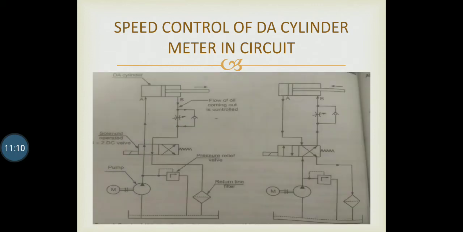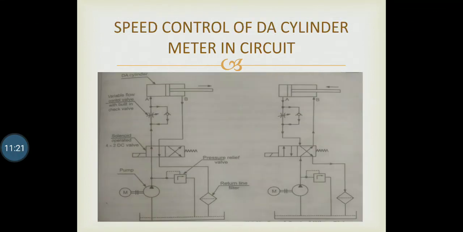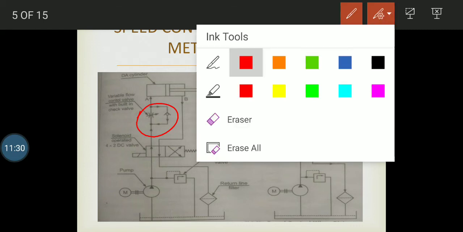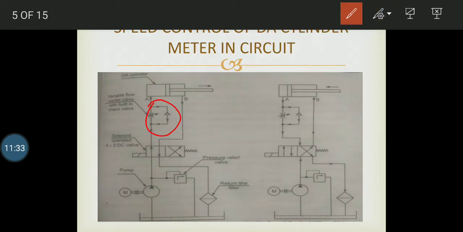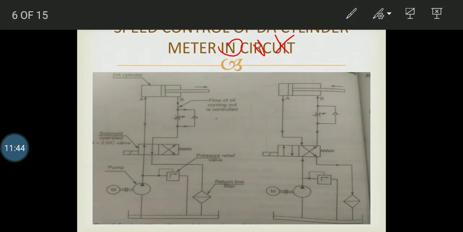Now this is a meter out circuit. Meter out and meter in are completely different circuits. In the meter in circuit, the pair of variable flow control valve and check valve is set at the inlet port. When I talk about meter out, this pair is located at the outlet.